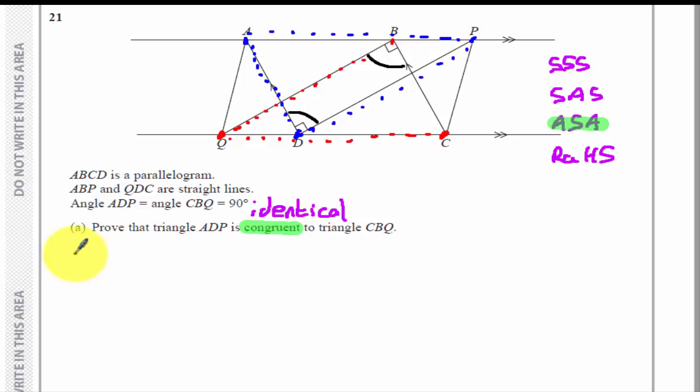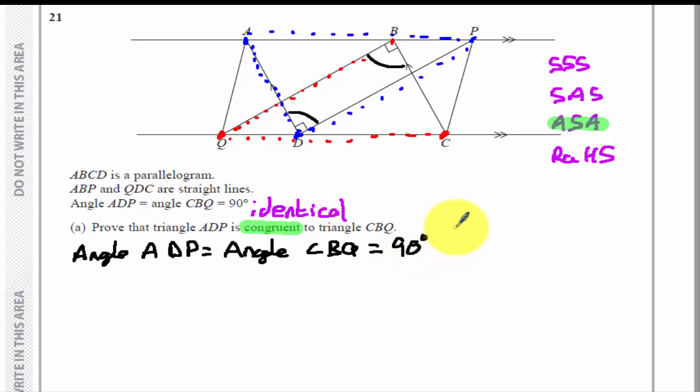Okay, so angle ADP equals angle CBQ, then 90 degrees, and we were given that, we were told it, so that's part of the proof. So I've got the angle bit. I now need to come up with a side followed by an angle to complete the proof.